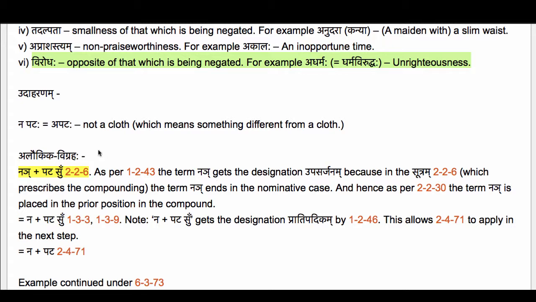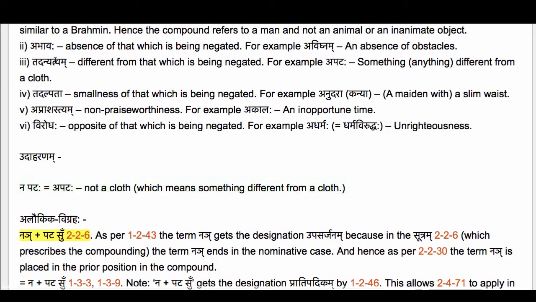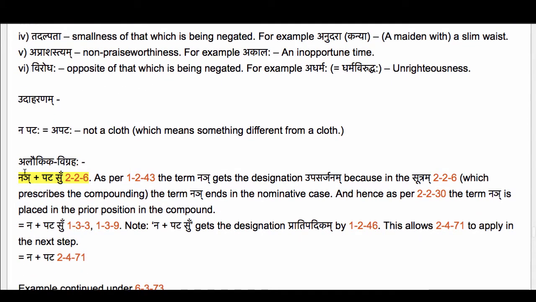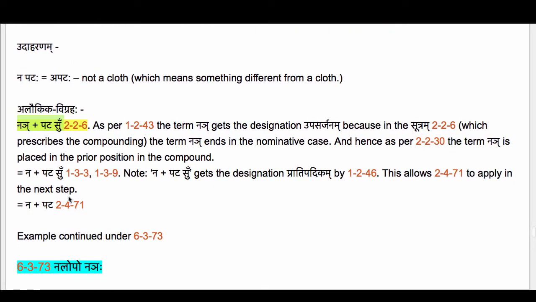Okay, let's take an example here. Na pataha equals a pataha, not a cloth, which means something different from a cloth. It's what is called tadanyatvam, different from that which is being negated, in this case the cloth. The alaukika vigraha is nyai plus pata su. As we already mentioned, 2482 avyadap supaha has already performed the look elision of the sup affix following nyai. The compounding is authorized by the sutram 226 nyai, because we do have the particle nyai compounding with a subantam padam, which is pata su.